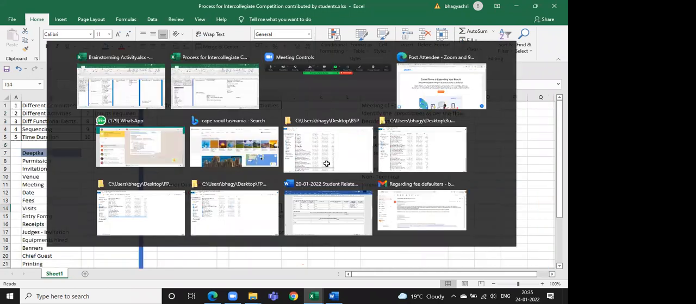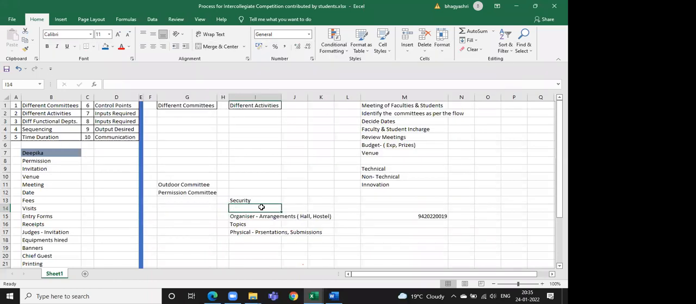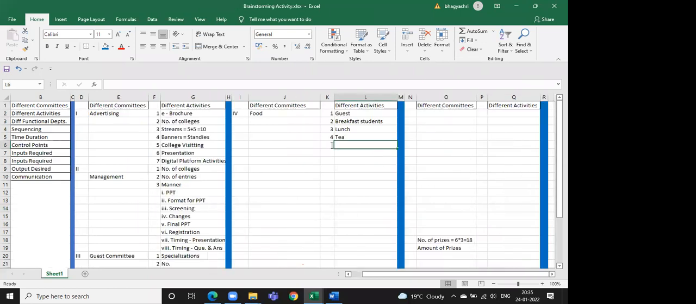Ma'am, drinking water facility. Yes. Drinking water, very important. Very good. So drinking water facilities are also something you will be looking into. Yes. And one more thing.